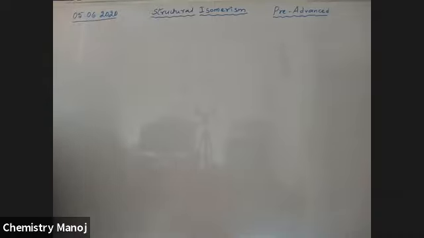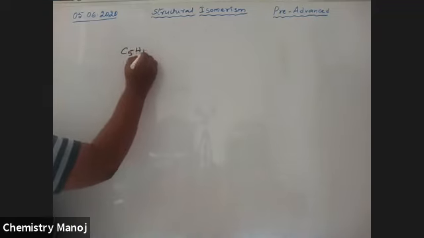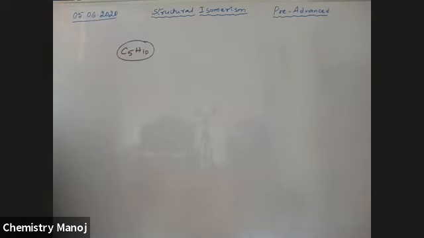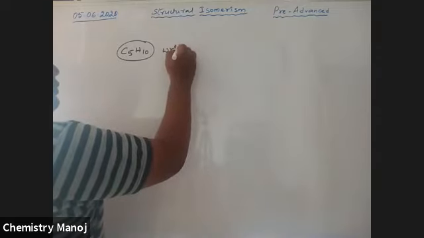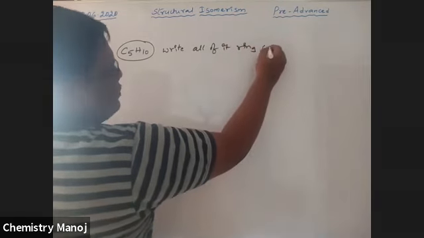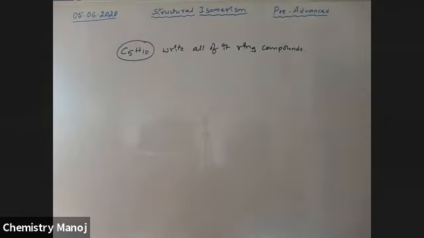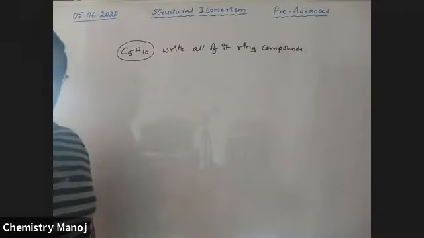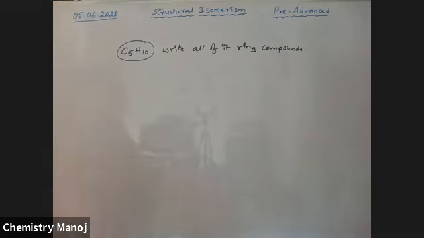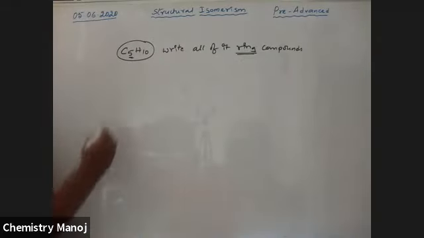Next one. My question is C5H10. It is a molecular formula. Write all of its ring compounds. Try yourself. C5 means a maximum of 5 carbons are there. That is the only ring compound. Don't use open chain compounds. Only ring.